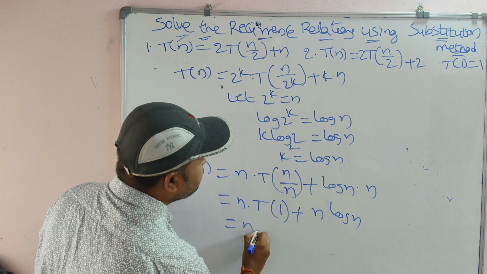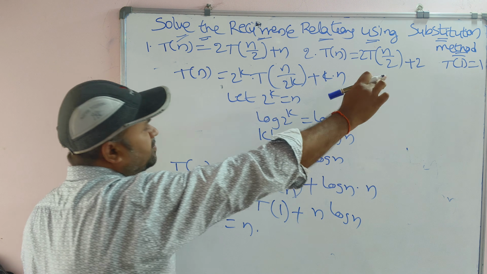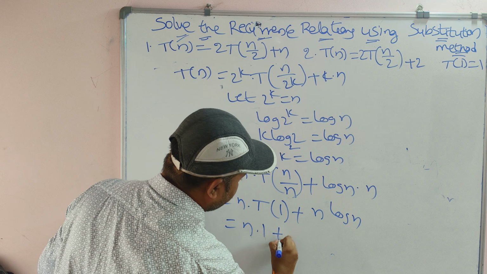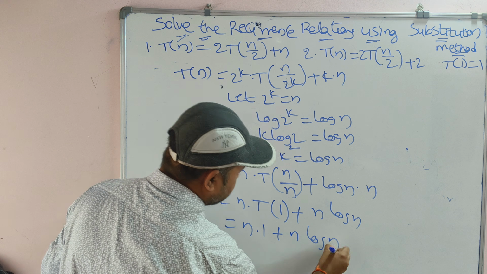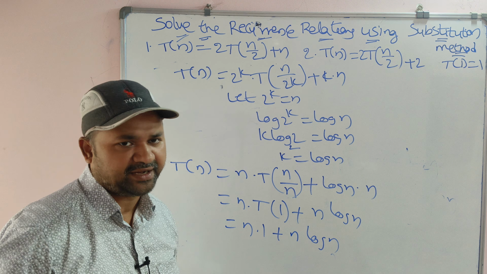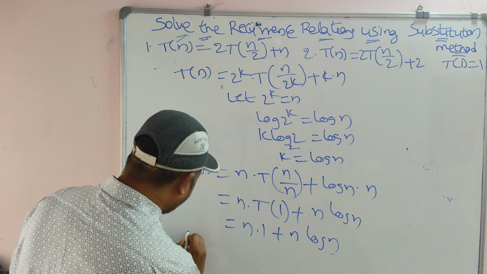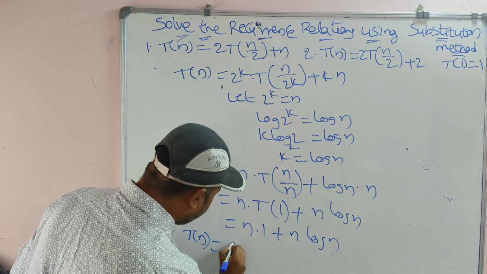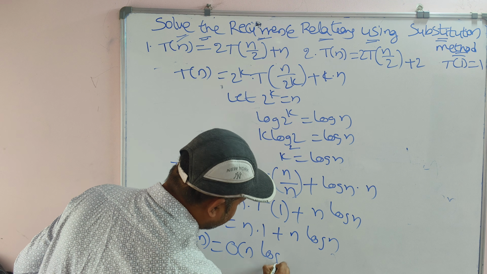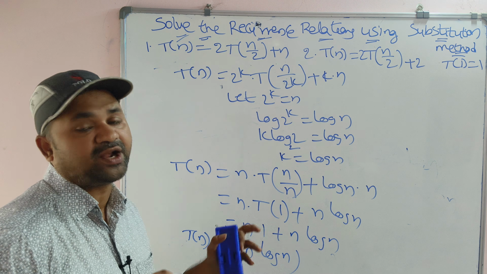So n into what is T of 1? In both the problems T of 1 is given, that is 1. So plus n log n. Out of n and n log n, the most dominant term is n log n. So the T of n, the time complexity of the first recurrence relation, is order of n log n.